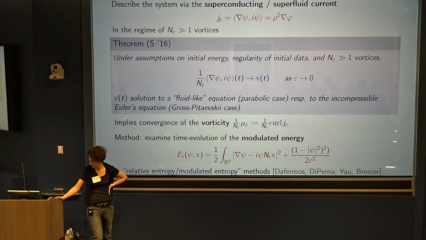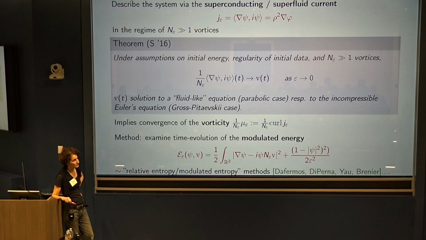Maybe it's nice that you're on this slide. So this n epsilon is going to infinity, epsilon is going to 0. Is there a relation between them? Is there a scaling law?